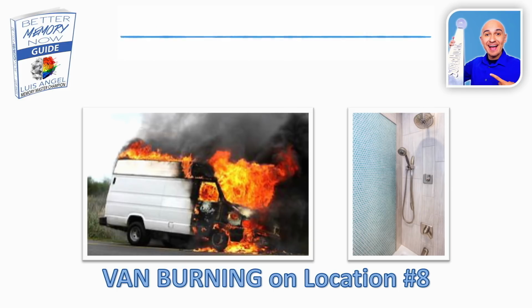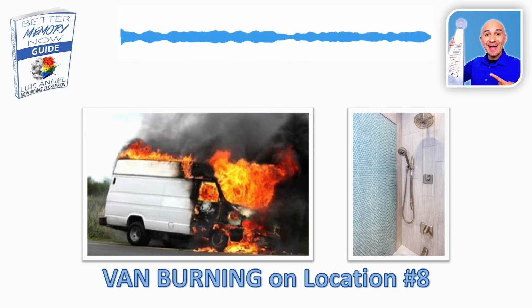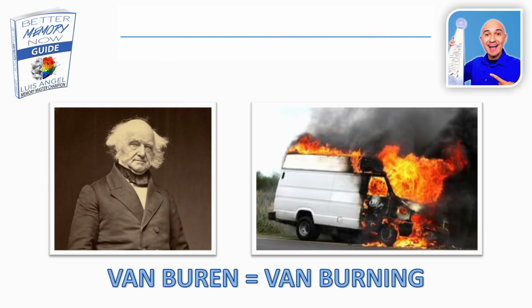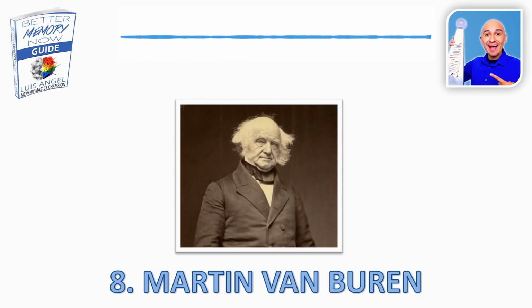Now, it's pretty convenient for me to see a van burning on my eighth location because that's the shower. So I would see myself pretty easily putting out that fire of the van burning inside of my shower. Now, whatever it is for you, link that van burning on your eighth location. Now we know, because again, van burning represents Van Buren, which is the eighth president.